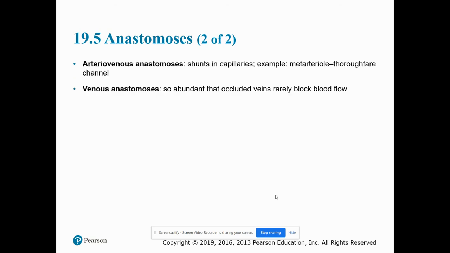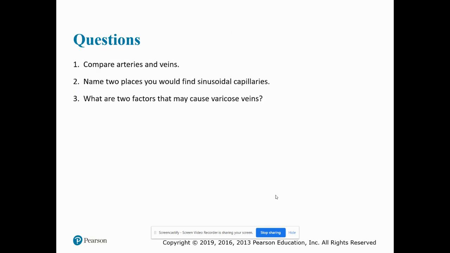And then there's arterial venous anastomoses, and these are shunts and capillaries. And the example given is the metarteriole thoroughfare channel that we talked about. And then there's venous anastomoses, which are so abundant that occluded veins rarely block blood flow.